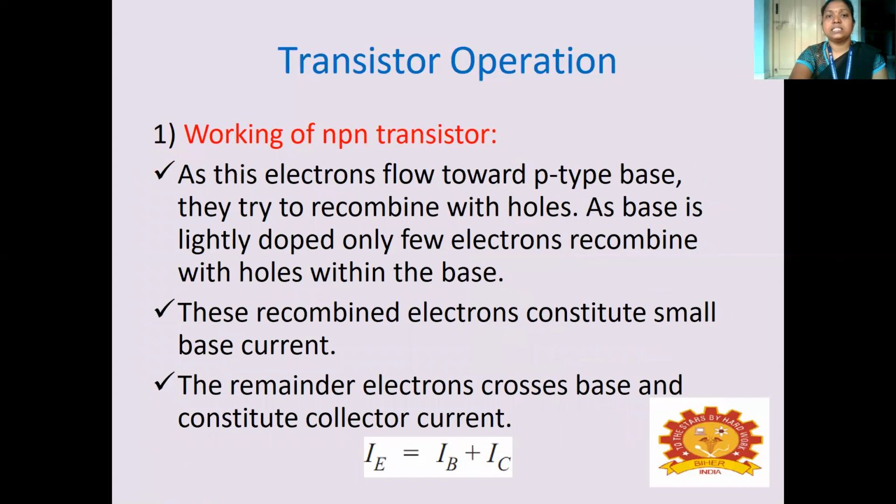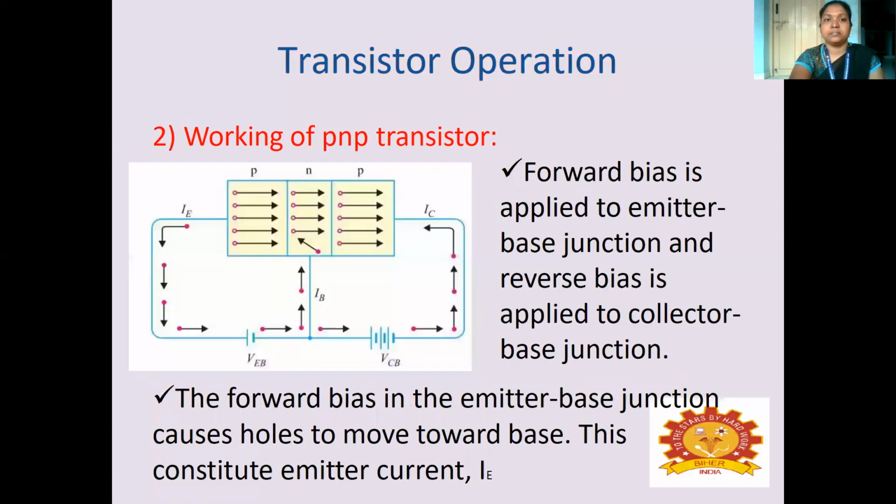As this current, or the electrons, flow towards the p-type base, they try to recombine with the holes. And you know that the base is lightly doped, and only a few electrons combine with the holes within the base. As in a diode, when you start applying the bias, the electrons migrate from their own place and combine with the holes. And these recombined electrons constitute a very small base current IB. So the emitter current IE is equal to the total of IB plus IC, that is, the base current and the collector current.